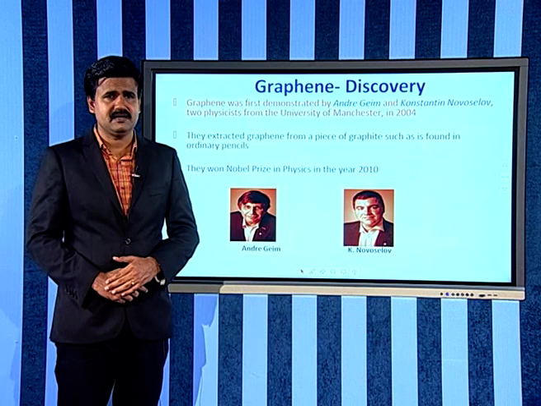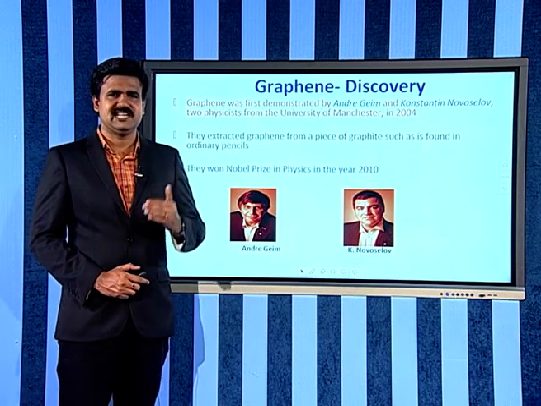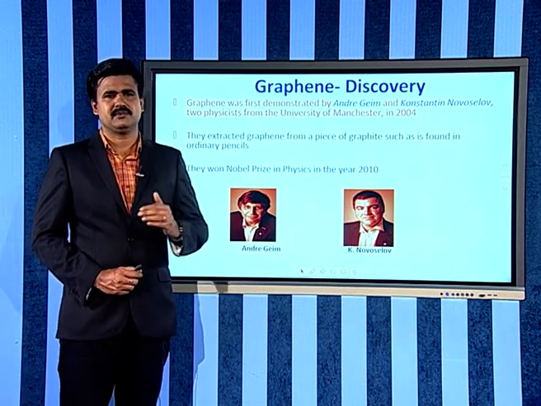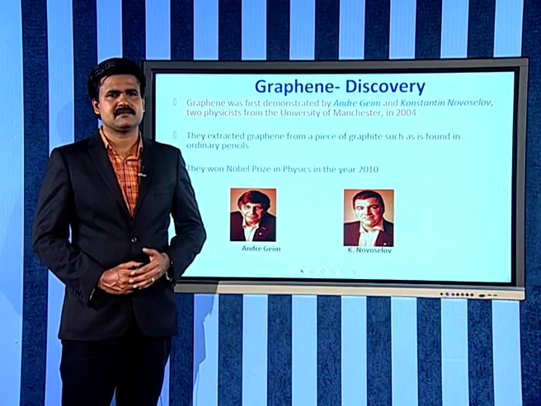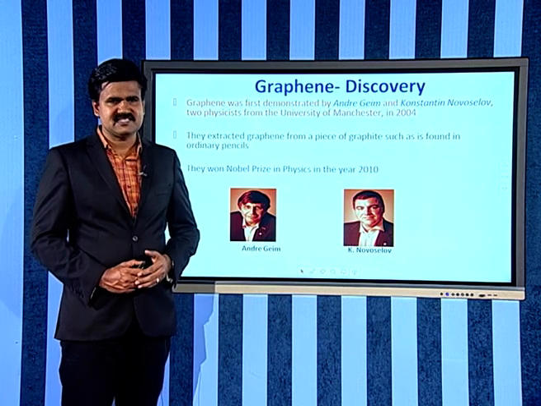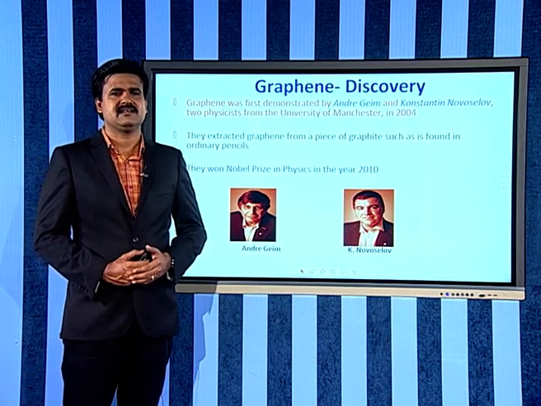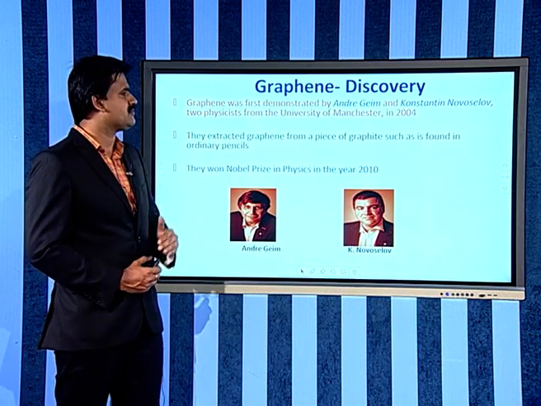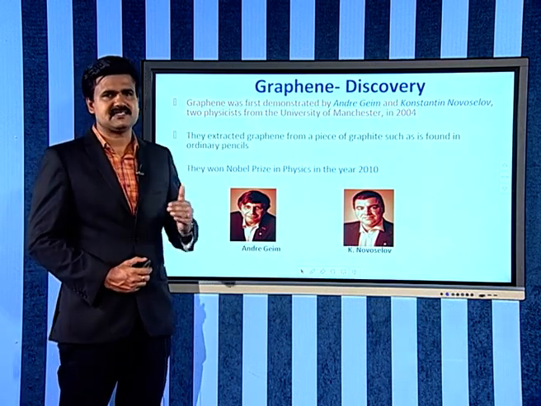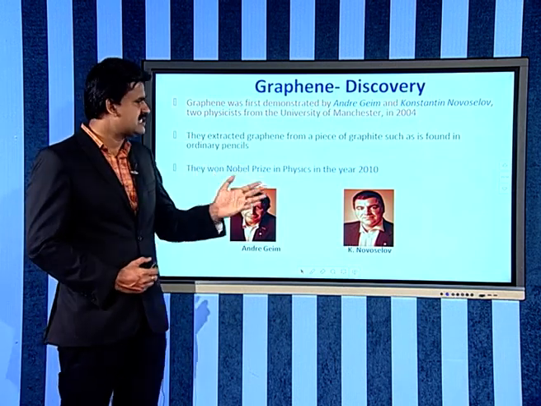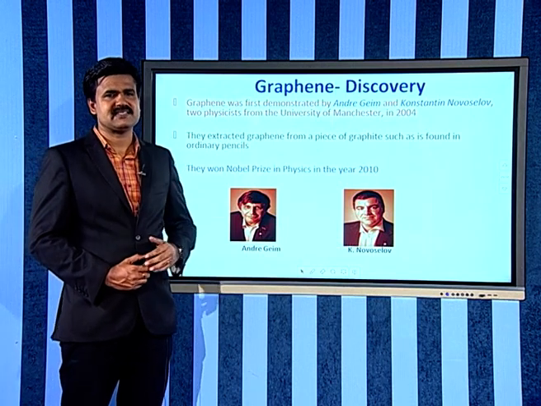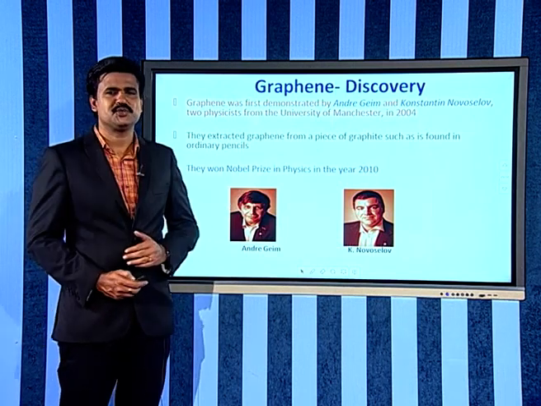Discovery of graphene. Graphene was first demonstrated by two scientists, Andre Geim and Konstantin Novoselov. They were physicists from the University of Manchester. They extracted graphene from a piece of graphite such as is found in an ordinary pencil. These two scientists won the Nobel Prize in Physics in the year 2010.